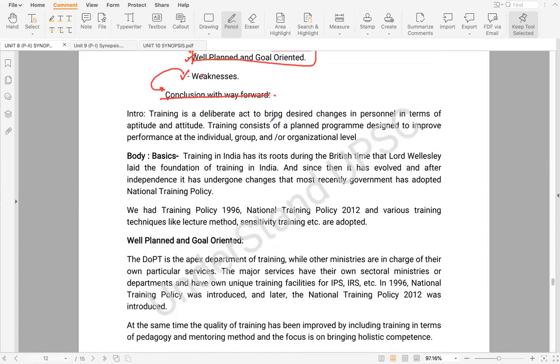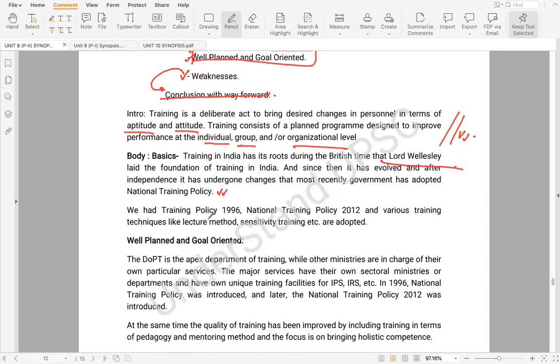Introduction: training is a deliberate act to bring desired changes in personnel in terms of aptitude as well as attitude. Training consists of a planned program designed to improve performance at the individual, group, and or organizational level. That is the basic introduction of training. Now, basics of training in India. Training in India has its roots in British times, when Lord Wellesley laid the foundation of training in India. Since then it has evolved, and after independence it has undergone changes.